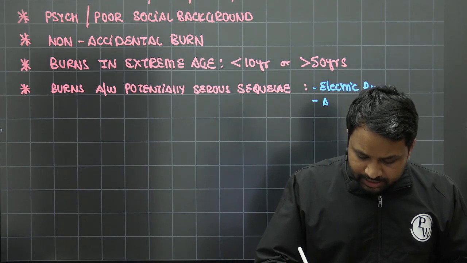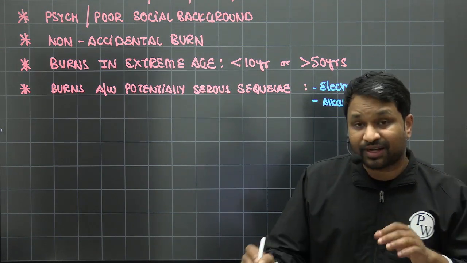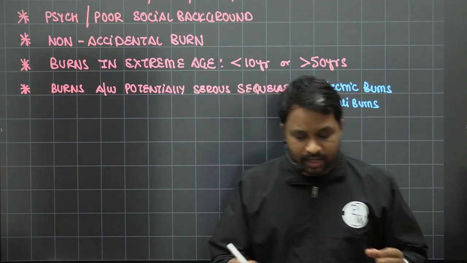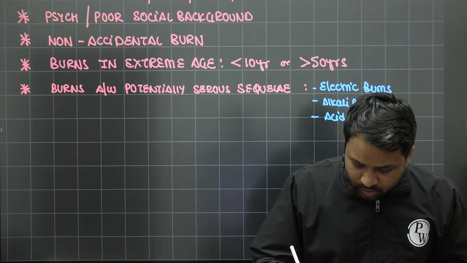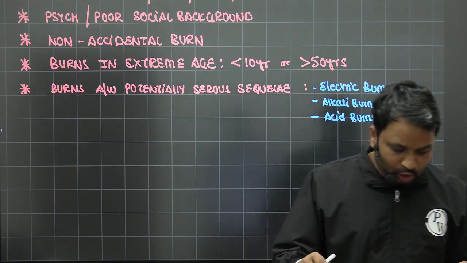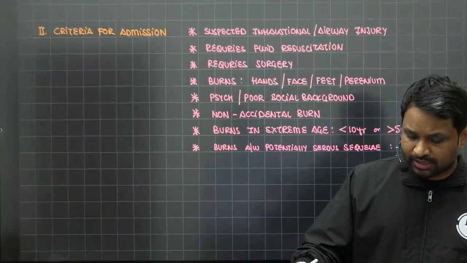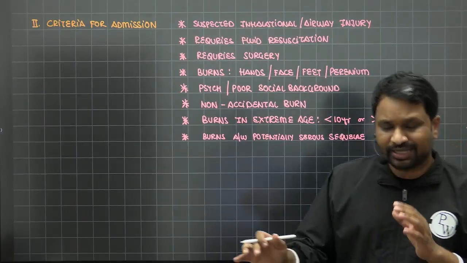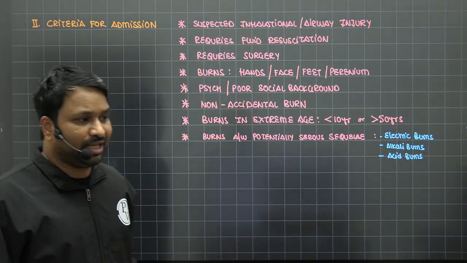Any alkali burn. We all know alkali burns are associated with liquefactive necrosis, which is more dangerous, and any other form of acid burns. So anything where you have possible potential serious sequelae, in those I would not like to send the patient home. So this is what is currently advised as the criteria for admission in a burn ward if the patient presents to you with any of the following.